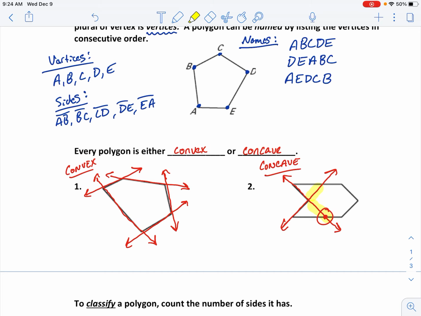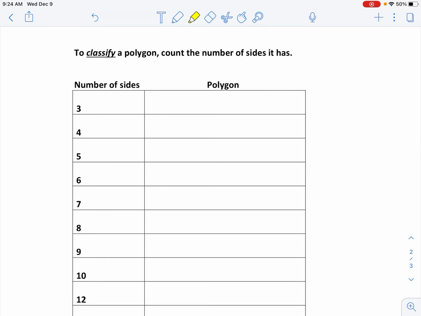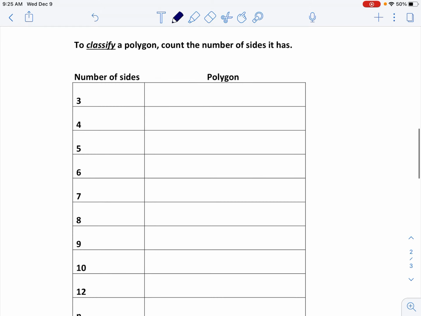Now we're going to be in the business of classifying polygons. The first thing we're going to do is classify it by convex or concave, but then also we're going to classify it by the number of sides. This, I'm guessing for a lot of you, will be a review, so I'm going to run through it real quick. If we have a 3-sided polygon, that is what we would call a triangle. If we have a 4-sided one, that is what we call a quadrilateral.